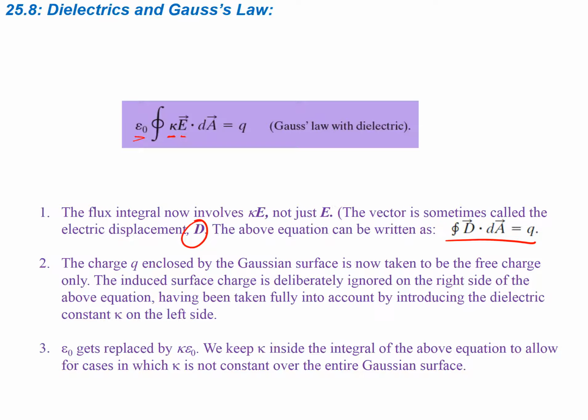So the charge Q enclosed by the Gaussian surface is now taken to be the free charge only. And the induced charge is deliberately ignored on the right side of the above equation, having been taken fully into account by introducing the dielectric constant kappa on the left side. So notice that we just have this Q now. We don't need to worry about what the induced charge is because it's taken care of in this kappa term right there. And epsilon naught gets replaced by kappa epsilon naught. We keep kappa inside the integral of the above equation because it allows for cases in which kappa is not constant throughout the entire Gaussian surface, like I mentioned previously.